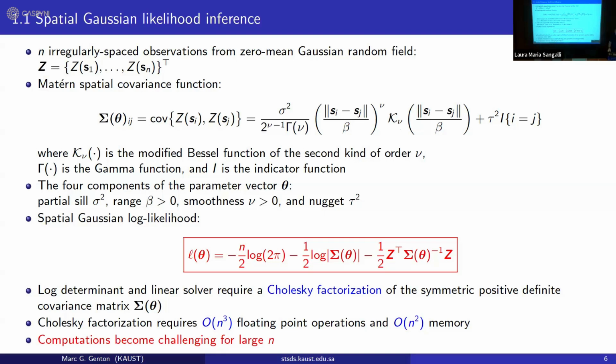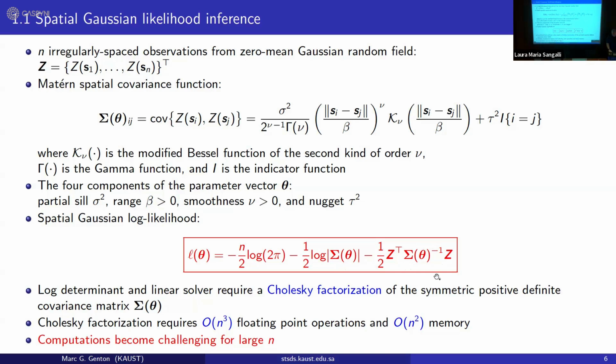And we have a nugget effect tau square such that the variance of the process is actually sigma square plus tau square. Now, if we want to estimate these 4 parameters from the data, we could write the spatial Gaussian log likelihood, which is described here in this red box. And so theta is a 4-dimensional vector of these 4 parameters. The covariance matrix is a function of theta, and we want to maximize this log likelihood as a function of theta. You see that the covariance matrix sigma appears as the log determinant of sigma, and there's a quadratic form in sigma inverse here.